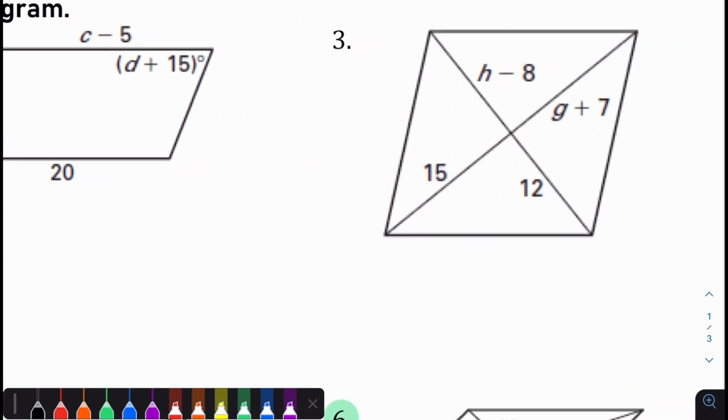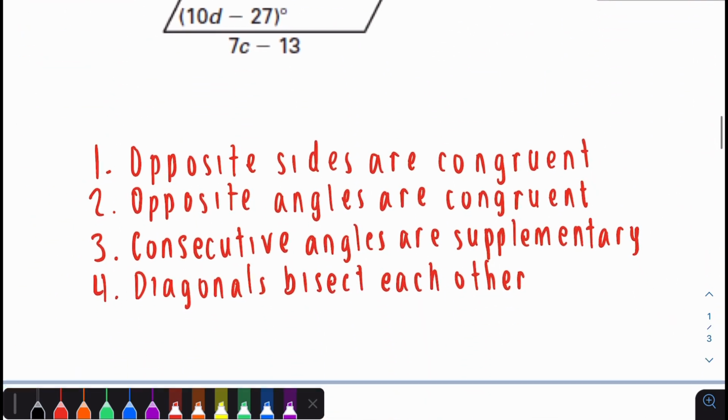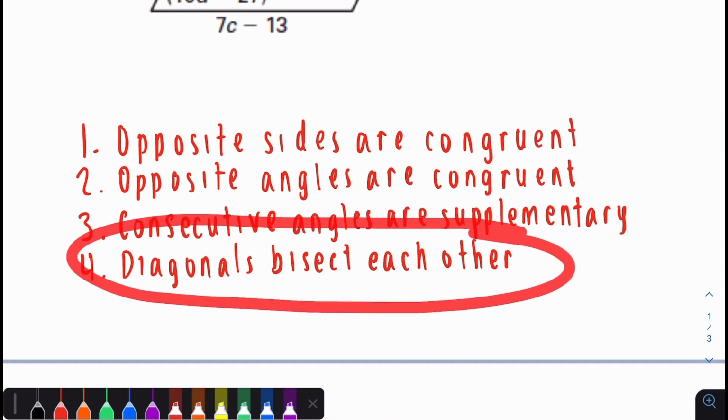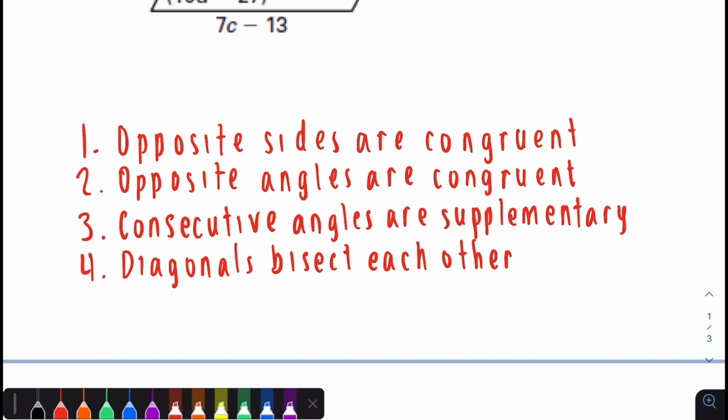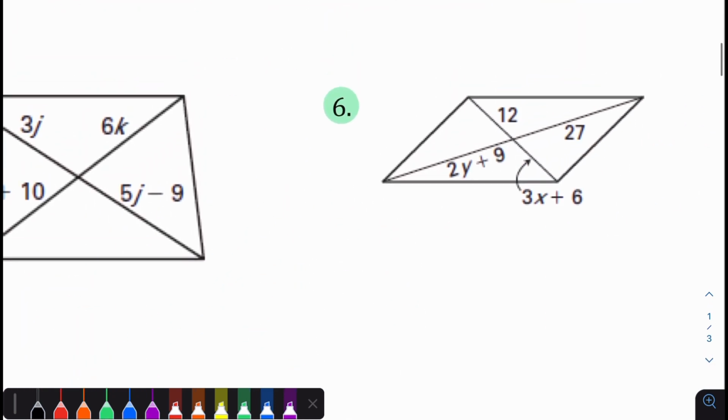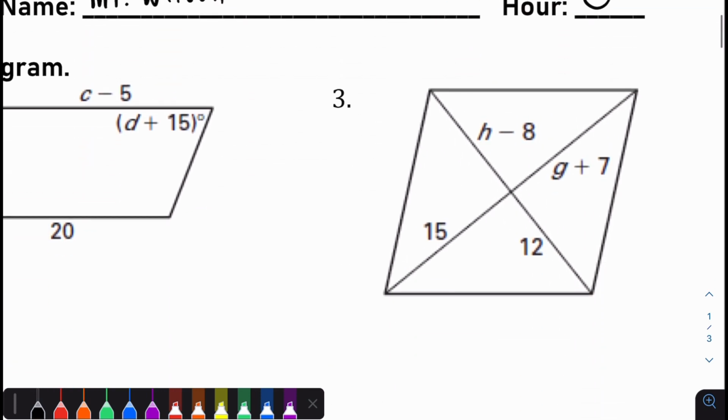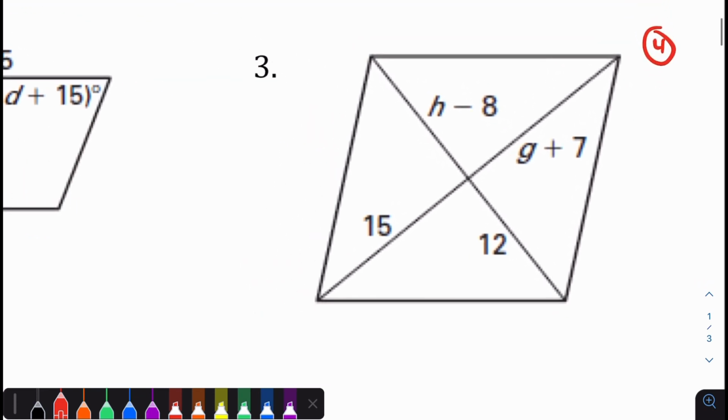Number 3, this time they give us diagonals. Ooh, diagonals. So again, I only have one property that involves diagonals, and that is that they bisect each other. So I'm going to put a little 4 right there. So the fact that they bisect each other means that h minus 8 is congruent to 12, and g plus 7 is congruent to 15.